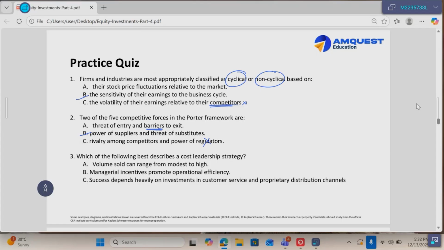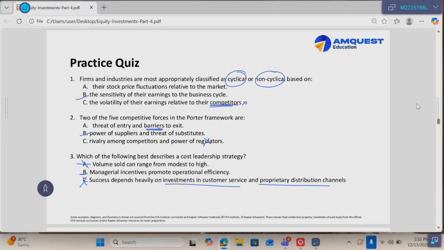Which of the following describes a cost leadership strategy? You are able to manage your input cost. Volume sold can range from modest to high. Volume does not impact cost at all. Managerial incentives to promote operational efficiency. Here I'm saying that I'll give managers some incentive if they are able to reduce the cost of operations. So yeah, this is potentially a good answer. Success depends heavily on investments in customer service and proprietary distribution channel. Investment in customer service is high cost. Proprietary distribution channel, again high cost. We want something to lower cost, so this is not the answer. So the answer is B.